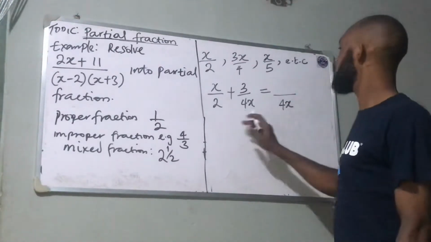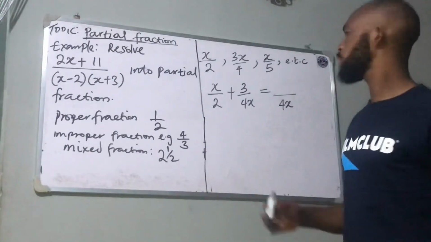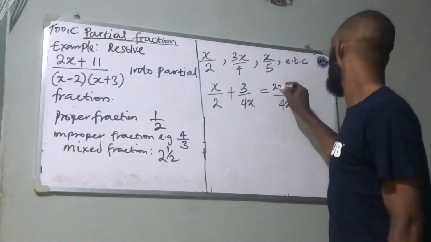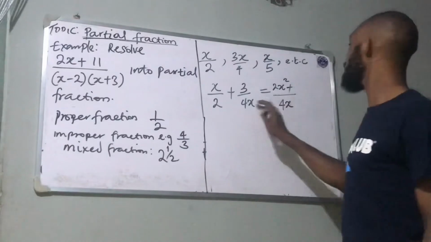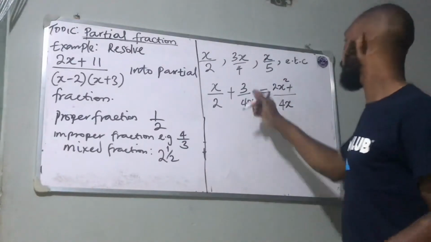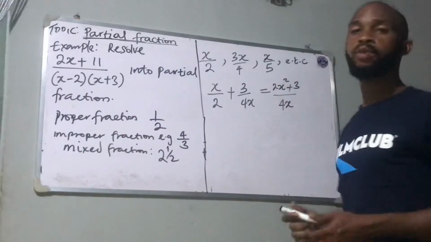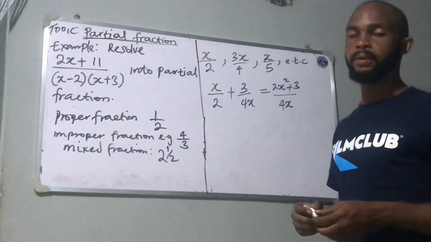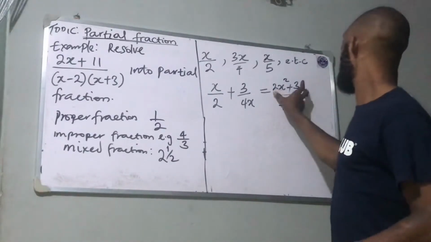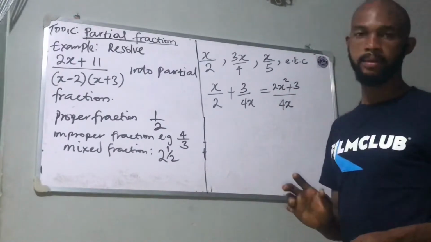So 4x divided by 2 is 2x. 2x times x, we have 2x squared. Plus 4x divided by 4x is 1. 1 times 3 is 3. Of course, you can't add 2x squared plus 3 because they are not the same.